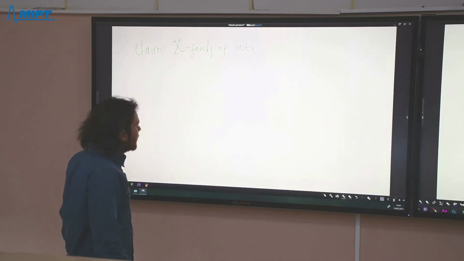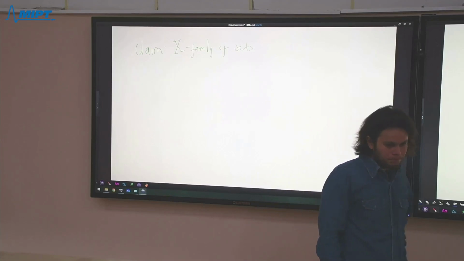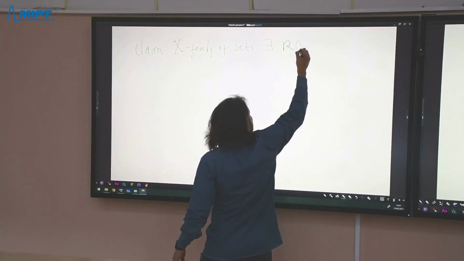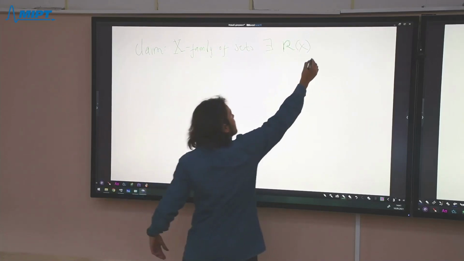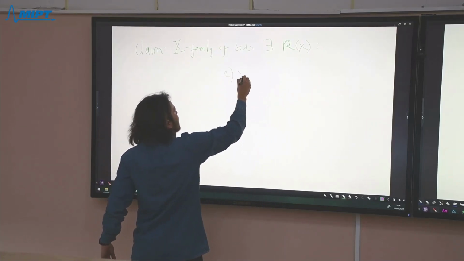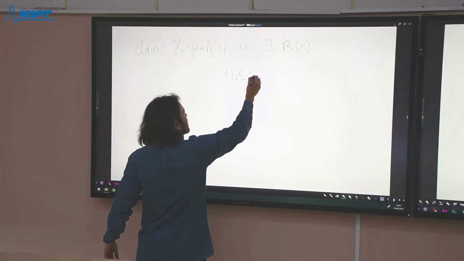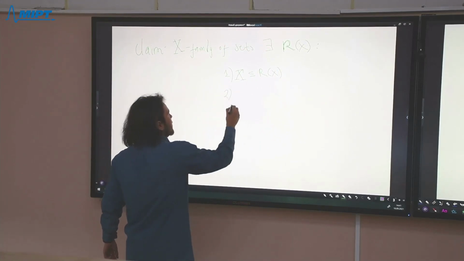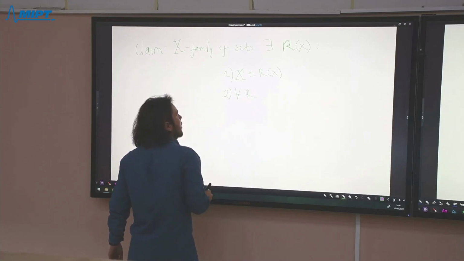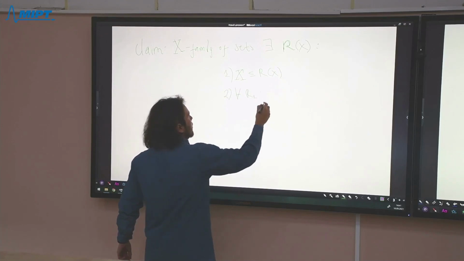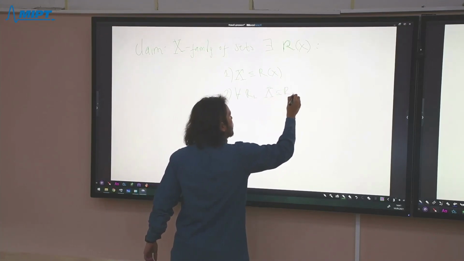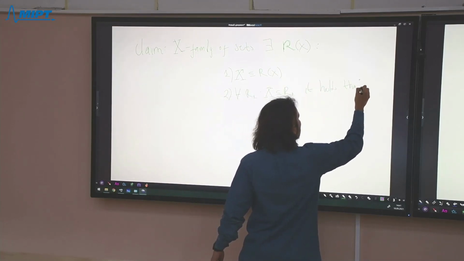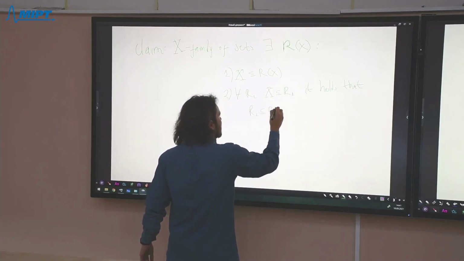Okay, then there exists some ring, that we call R of X, such that first of all, we know that X is a subset of R of X. And the other condition is that for any ring R sub 1 such that X is a subset of R sub 1, it holds that R of X is a subset of R sub 1.